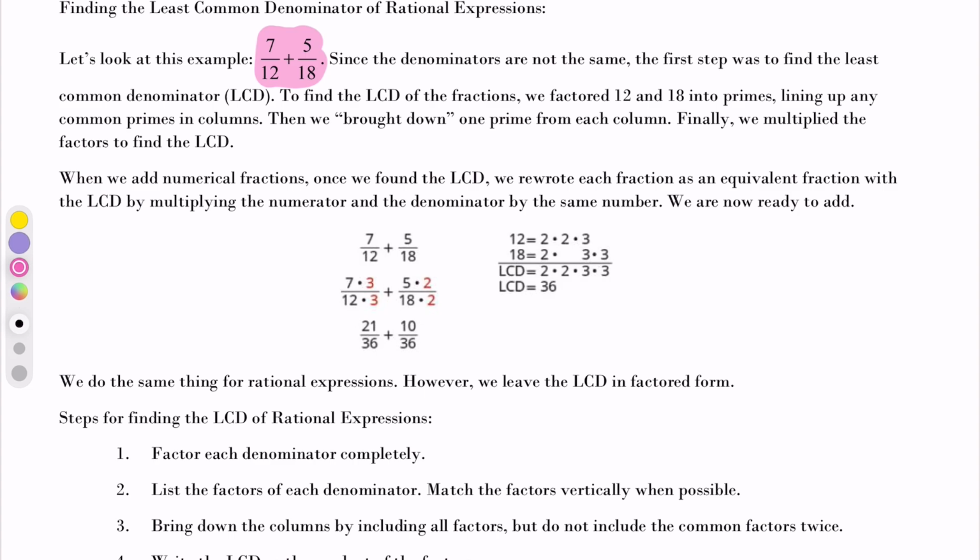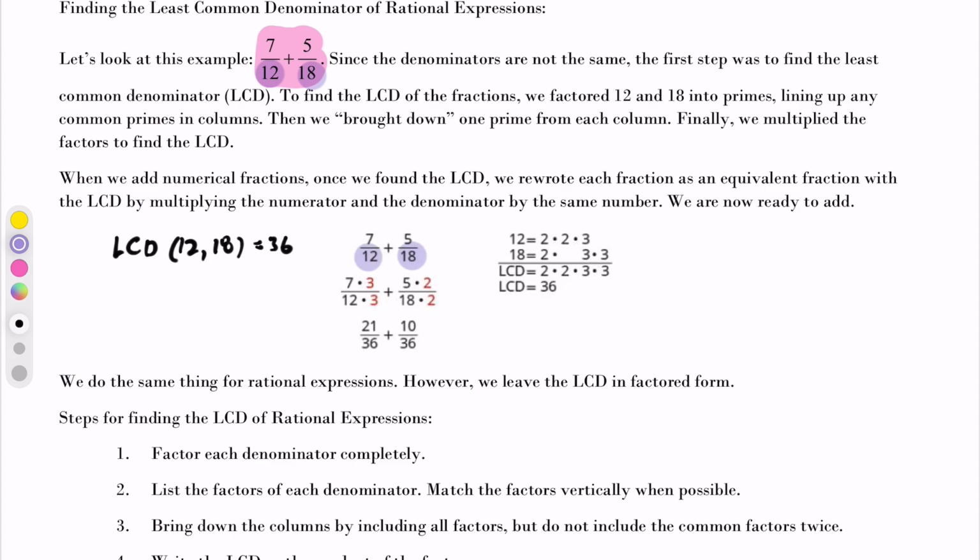You might remember that in order to do that, you could only add or subtract fractions if they had the same exact denominator. Well, in this case, 12 and 18 clearly are not the same, so we need to find a number that they both go into. So our LCD of 12 and 18 is 36. So I need to change both of these denominators from 12 or 18 to 36.